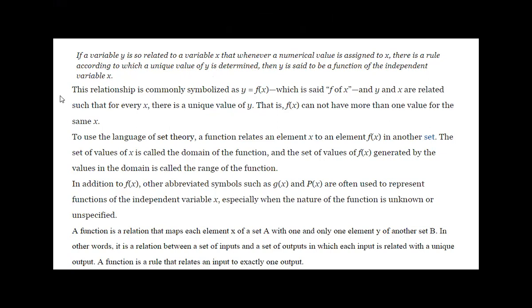Then y and x are related such that for every x, there is a unique value of y. For every x, whatever the value of x is, there will be a unique value of y for it. What is y? f of x. That is, f of x cannot have more than one value for the same x. Example, what should I give you?